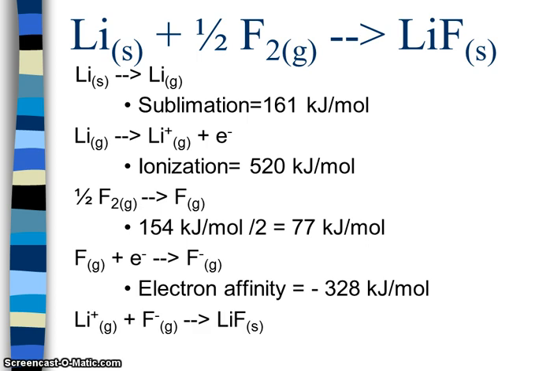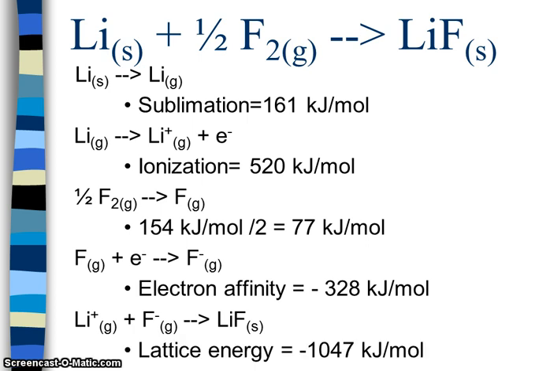So our last step is going to be to take those ions and combine them together to form our solid binary ionic compound, and we're looking at our lattice energy now. And since lithium fluoride is much more stable than the lithium and the fluoride ions that it began with, we're looking at an exothermic process. And we're told that the lattice energy is negative 1047 kilojoules per mole.